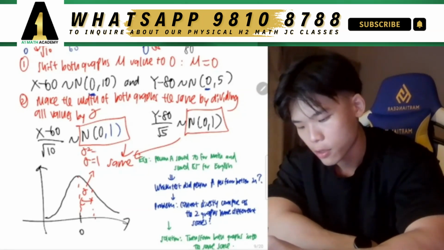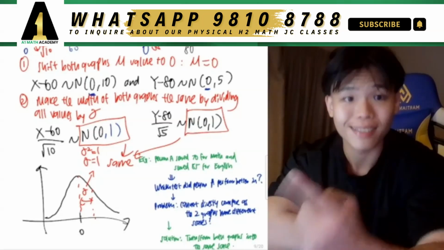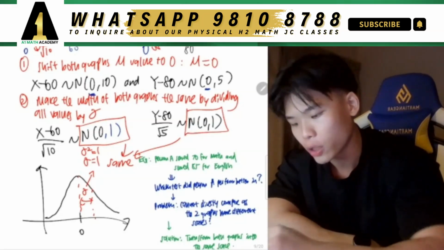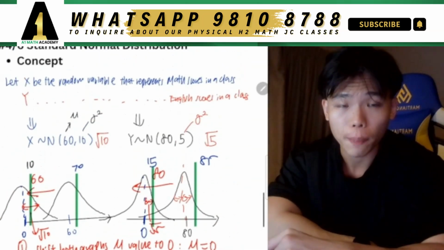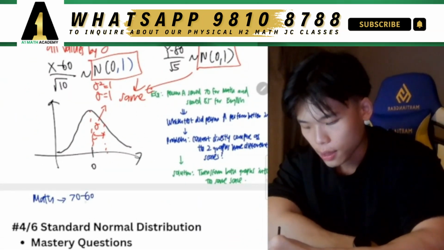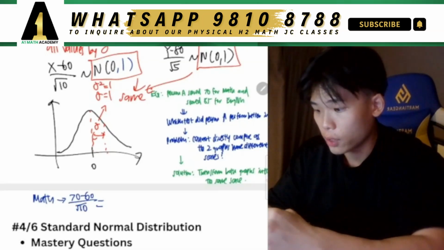Because my variance is also 1. So by standardizing both this way, we can then compare which test performed better. All we need to do is take the original score. So let's say 70 for math, right? So for the math score, 70 minus 60 divided by root 10. So we get the position of this score on the graph.